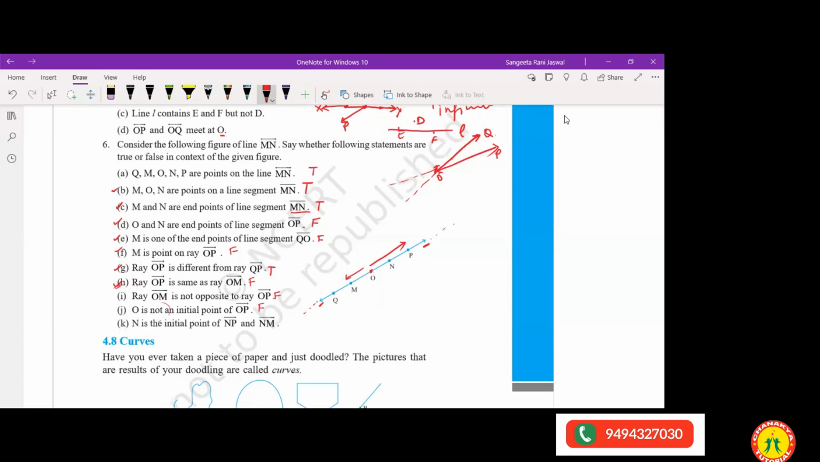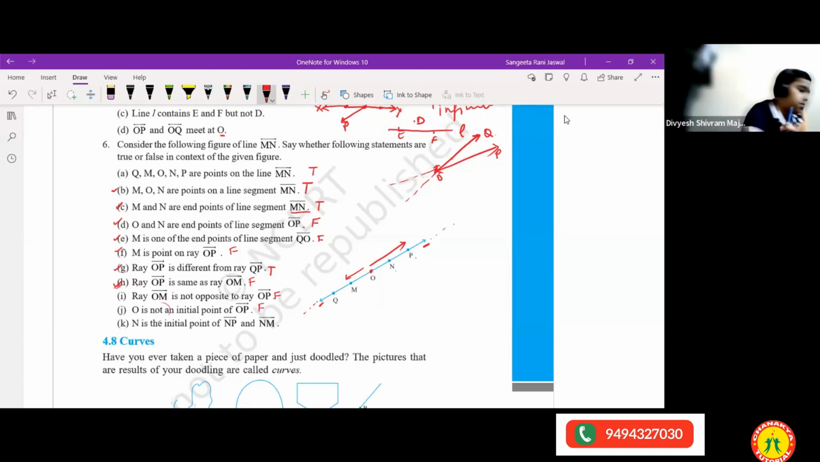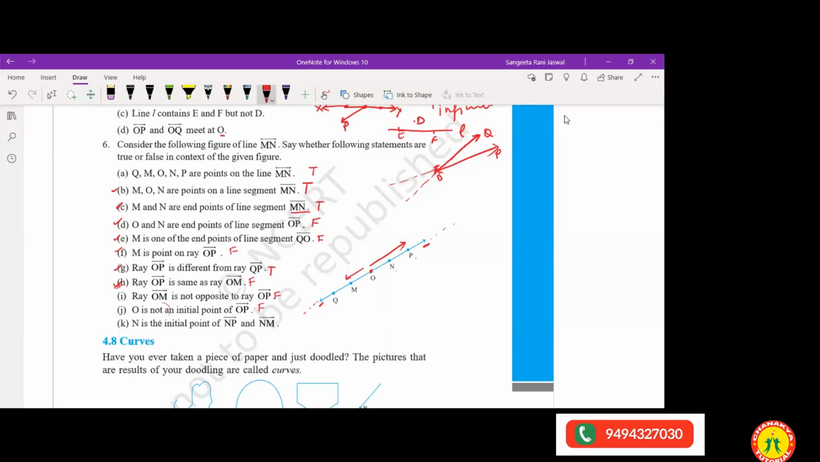Next is N. N is the initial point of NP, N to P, and N to M. So N is the initial point. Yes, NP, N is the initial point. For NM also N is the initial point. So that's true. Okay.